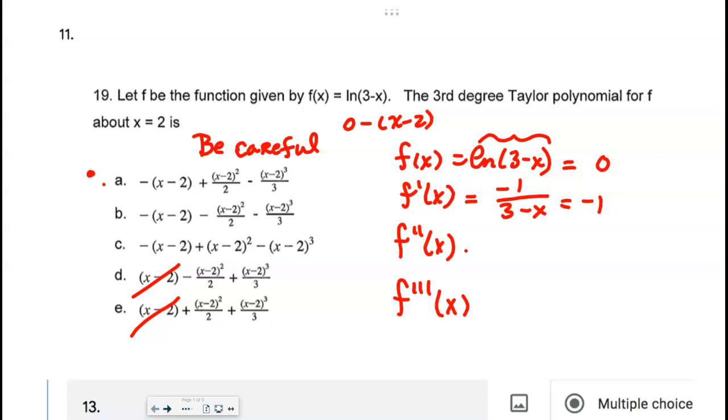And then my f double prime, I think this is where people goofed up. When I grab my f prime, I'm not going to do the quotient rule on it, because when d lower d high is 0, it's usually easier to do another way. So I'm going to write that as negative 1 times 3 minus x to the negative first power. I'm going to power rule it, so that'll become a positive 1, and then it'll be 3 minus x to the negative 2. But then I also have the derivative of the guts, which is negative.